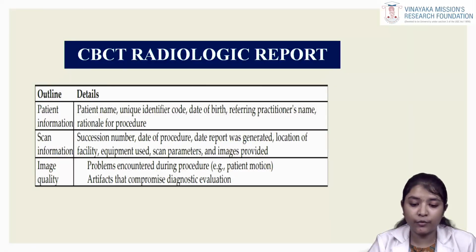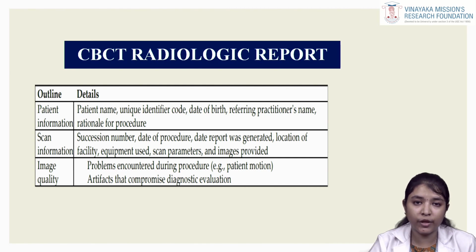CBCT radiological report. In future days, we might receive a report or we might give a report also. So what you should see or give in the report is, first, patient information. The name of the patient should be there. Any unique number given for the patient should be mentioned in the report, and who is referring the patient, the doctor's name, everything should be mentioned in the report. Even the age and residence should be mentioned.